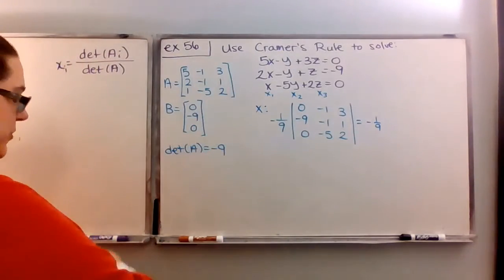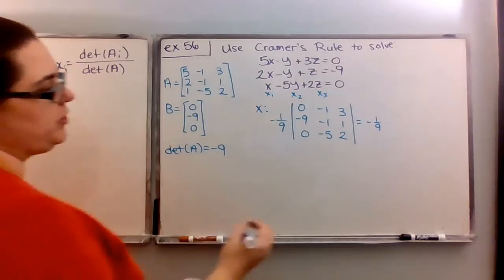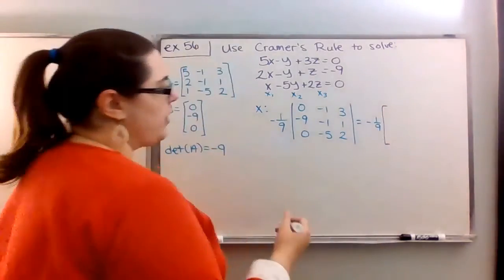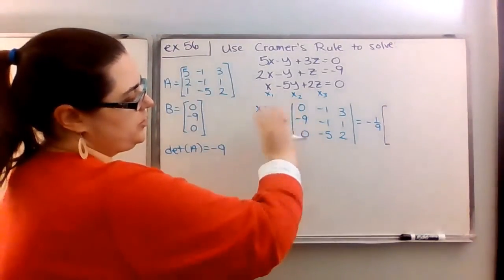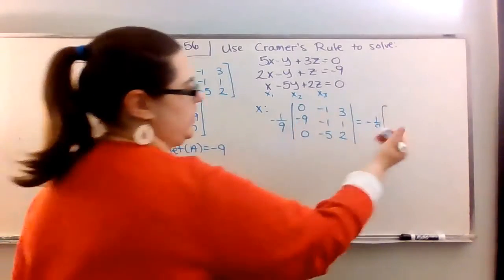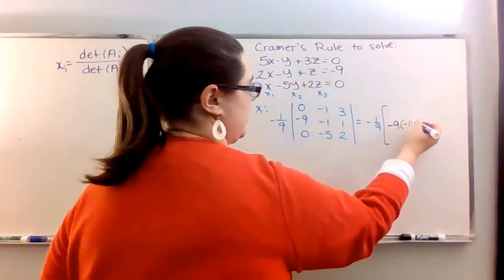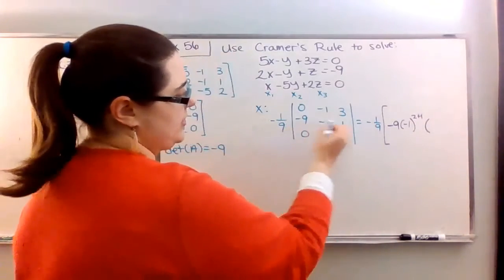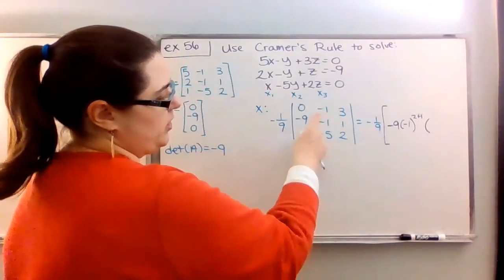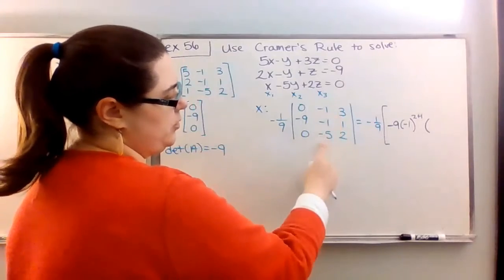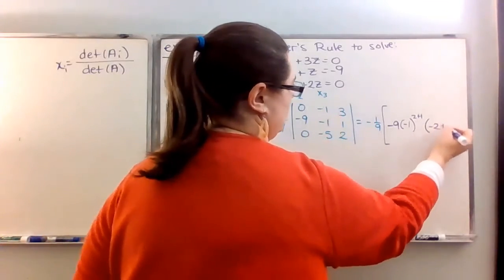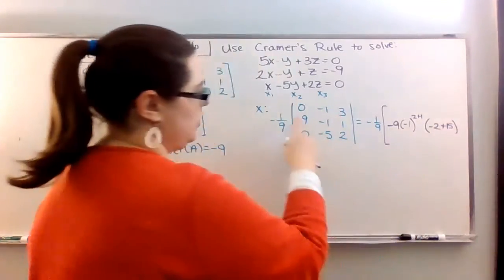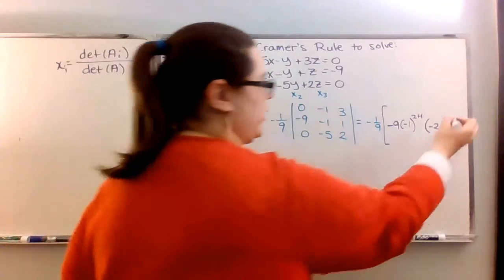And then let's do this determinant in a different color just to keep it separate. So 0 times whatever, we don't care. -9 times -1 to the 2 + 1 power. Get rid of the second row in the first column, and that will give us -2 + 15. And then we have plus 0 times whatever, we don't care.